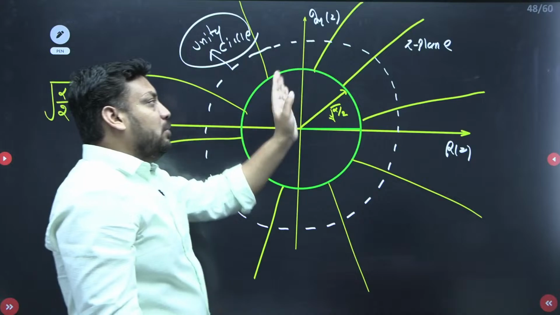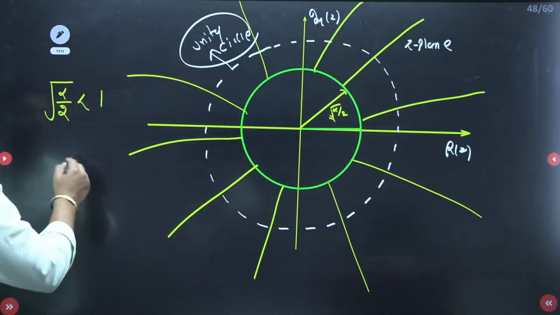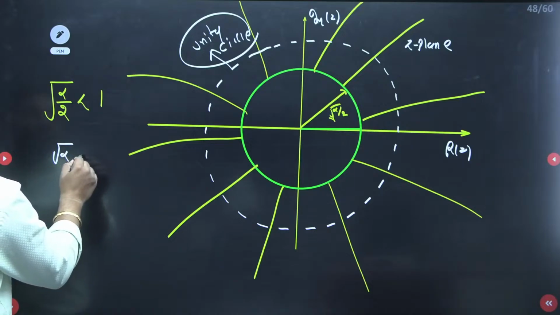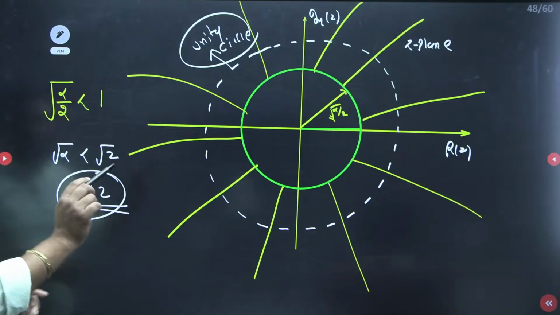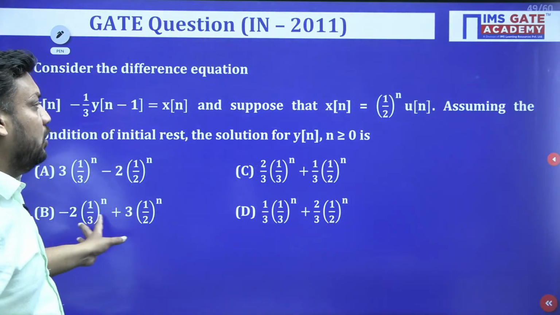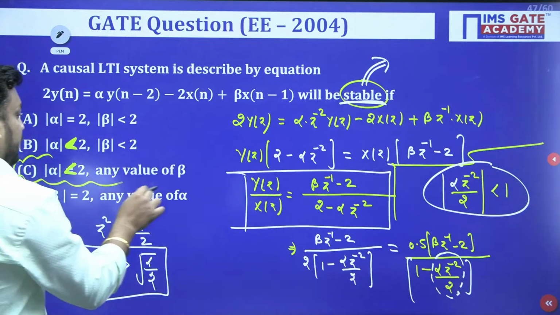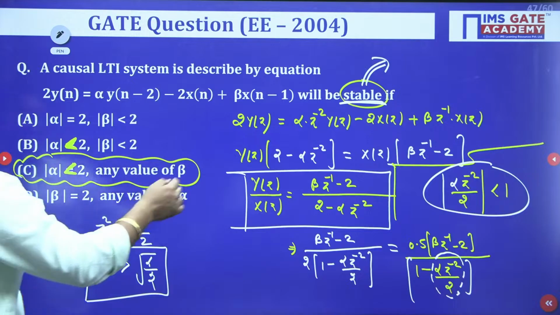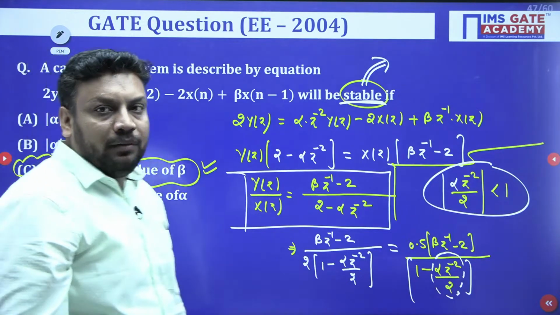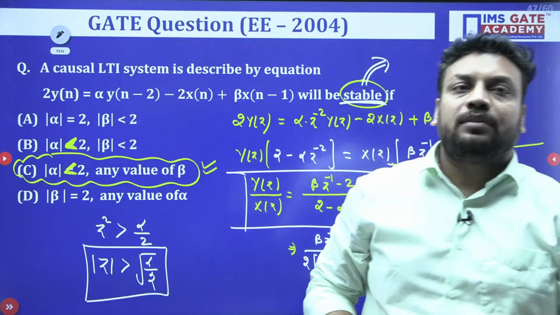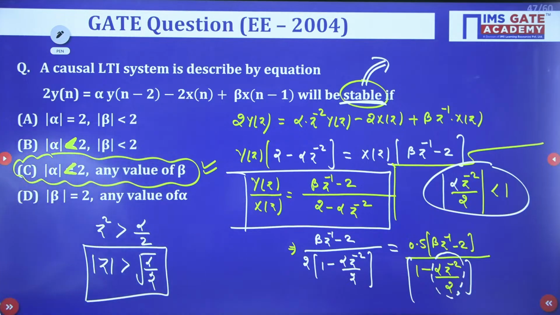Because if the ROC is outside and the unity circle is outside this, this term should be less than 1. Less than 1 means root alpha should be less than root 2. It means alpha less than 2. And ROC does not depend on the numerator. ROC depends on the poles only. It means the answer is mod of alpha less than 2, for any value of beta. The correct answer is option C.